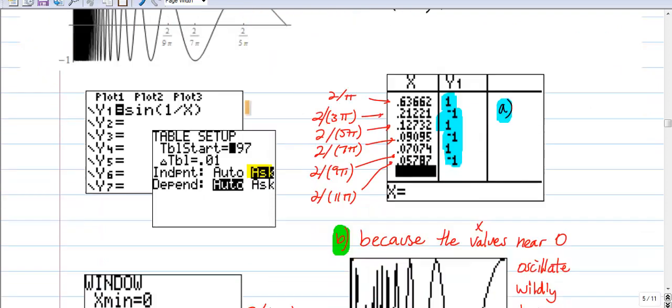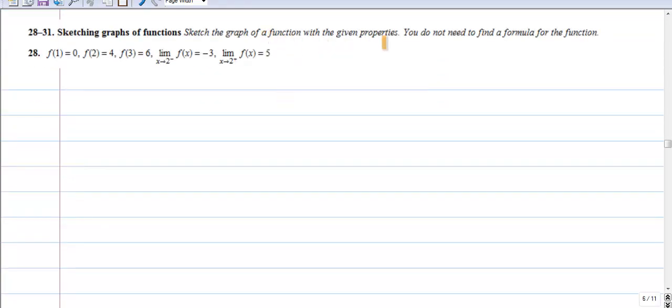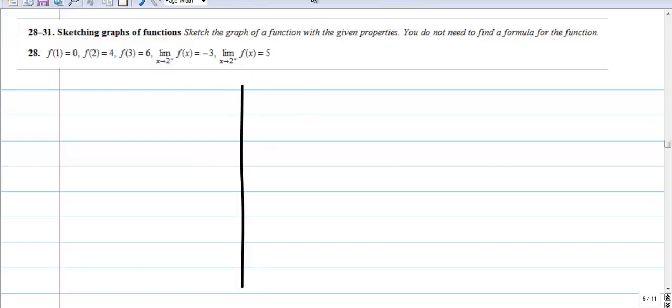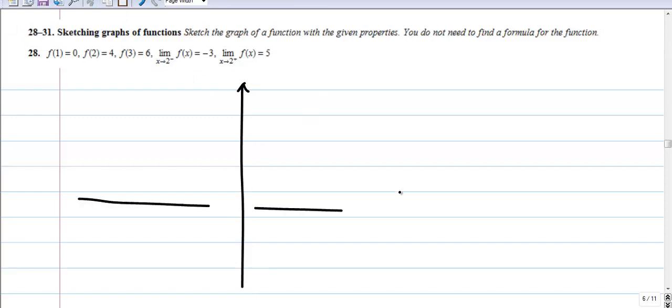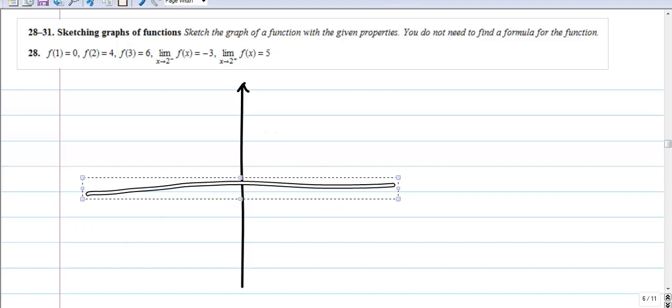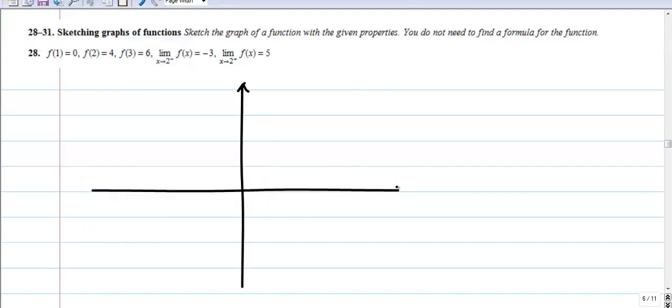That's interesting. The next problem wants me to sketch the graph of a function with the given properties. I think on yours you guys have a little advantage because I think it gives you the graph. But I'm going to show you how I would build this graph. So, the first thing I'm going to do is put points where there's actual points. Here's Y, here's X. I've got this point, and this point.